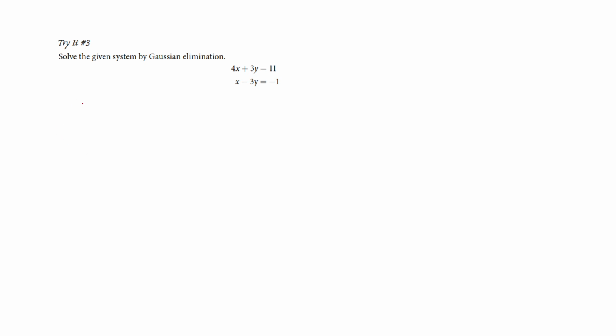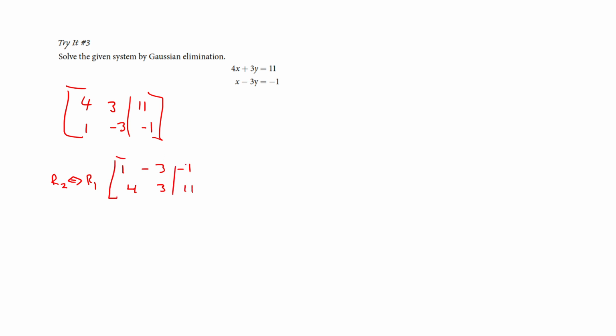Okay, let's try another one here. So I'm going to first augment my matrix. Okay, so here's my augmented matrix. This is a system of equations. So let's get the 1. So I'm going to first interchange row 2 and row 1. So I'm going to make this 1, -3, -1, 4, 3, 11. So why did I do that? Because I wanted the 1 here. Remember, I'm trying to make the diagonal of 1s.